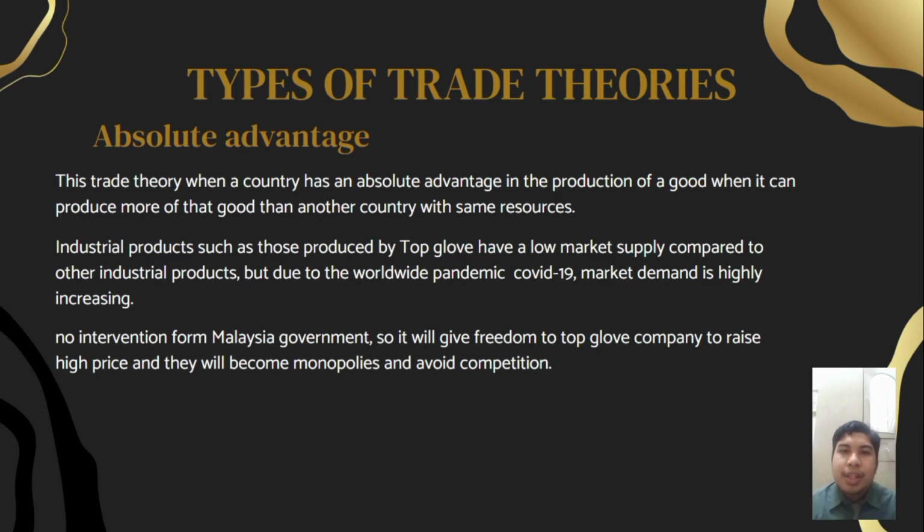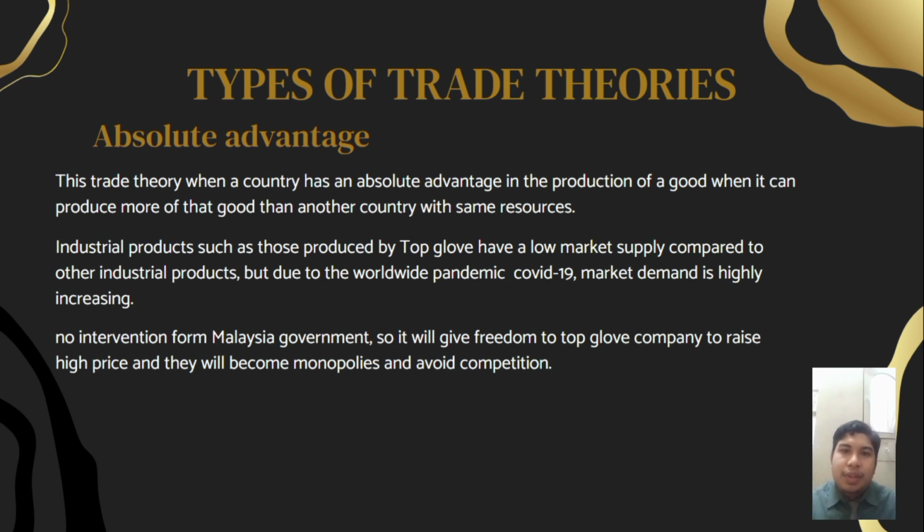First, absolute advantage. This trade theory says a country has an absolute advantage in the production of a good when it can produce more of that good than another country with the same resources. Top Glove can efficiently produce more of its products and export its goods to other countries. Second, industrial products such as those produced by Top Glove have a low market supply compared to other industry products. But due to the worldwide COVID-19 pandemic, market demand is increasing highly.